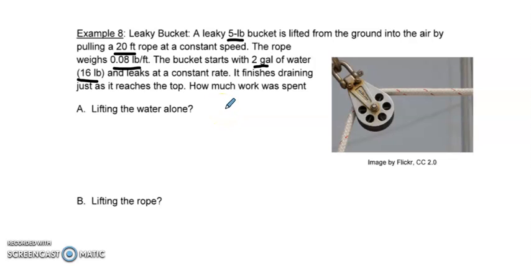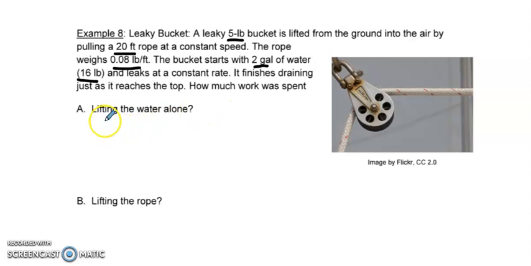Okay, and we're told, by the way, the water finishes draining out just as it reaches the top of this 20 feet. And at that moment, there's just a 5-pound bucket that is empty with no water in it. So what we're going to do is look at the work required to lift just the water, just the rope, and just the bucket. Split it up into those 3 and then add them all together to get your total amount of work needed.